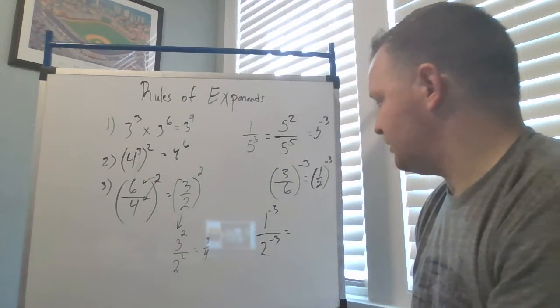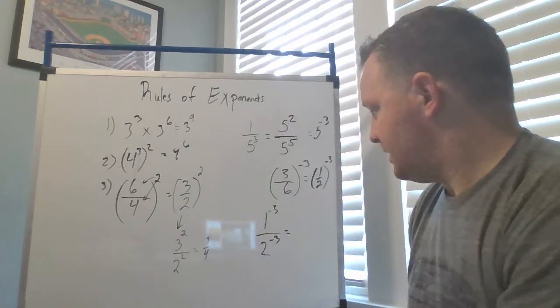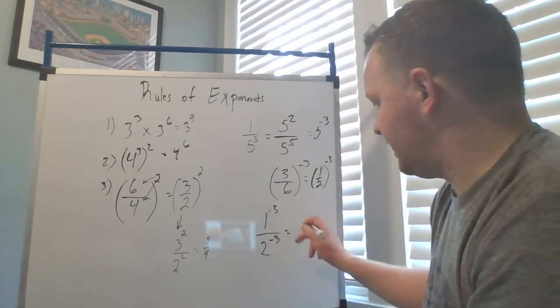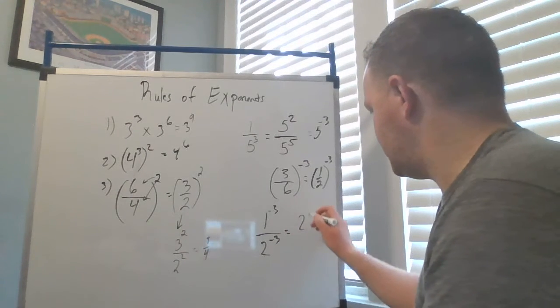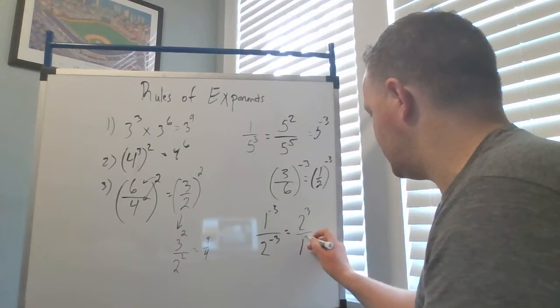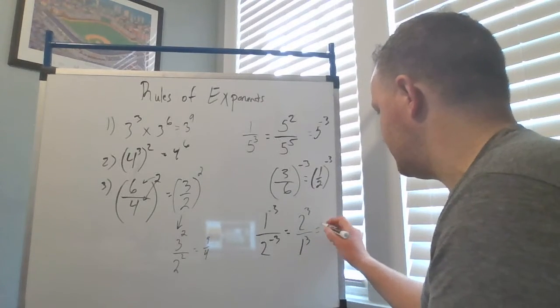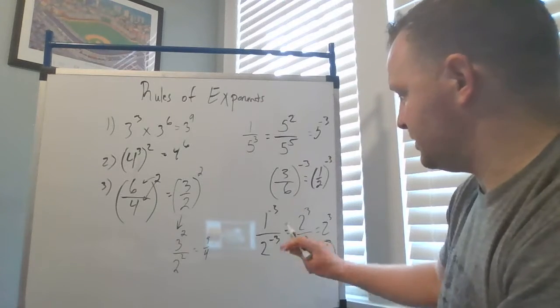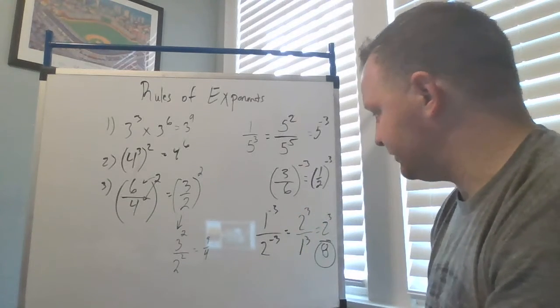Now, here's how we can do this. We can do this a couple different ways. I want to make both of my numerator and denominator positive. Because they're both negative, I can just flip. This is now 2 to the power of 3 over 1 to the power of 3, which is equal to simply 2 to the power of 3, or 8. All right? Because you're allowed to flip these completely when they're both negative.